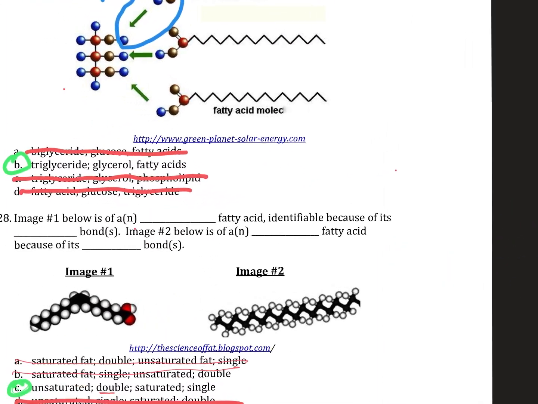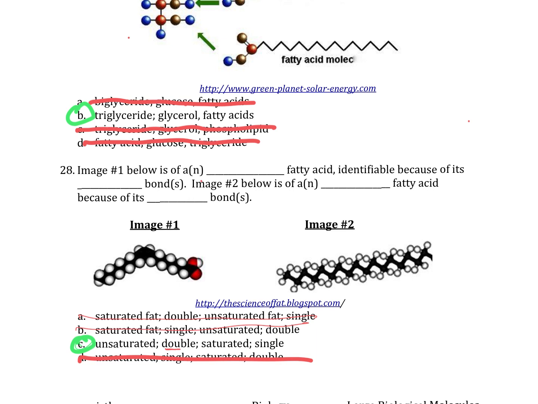Now, this says image 1 below. Image 1 is this one. It's bent. Why is it bent? There's the acid group here because there's a double bond. This is an acid group. This is a fat group. It's hydrogen and oxygen bonded over and over again. And of course, right here is a double bond.